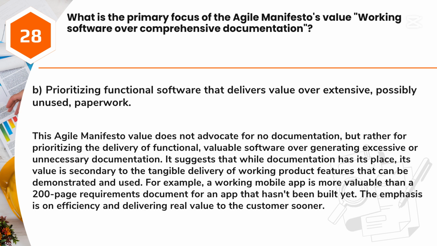Answer: B. Prioritizing functional software that delivers value over extensive, possibly unused, paperwork. This Agile Manifesto value does not advocate for no documentation, but rather for prioritizing the delivery of functional, valuable software over generating excessive or unnecessary documentation. It suggests that while documentation has its place, its value is secondary to the tangible delivery of working product features that can be demonstrated and used.